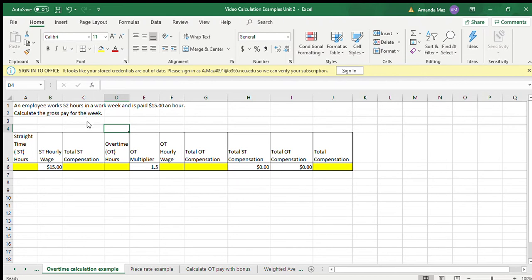So now let's go ahead and calculate overtime. An employee works 52 hours in a work week and is paid $15 an hour. So let's calculate the gross pay for the week.